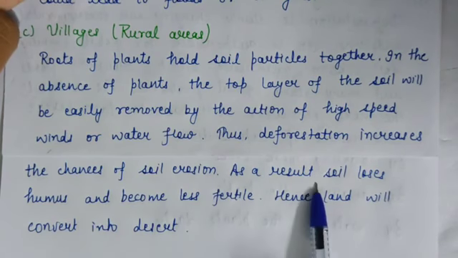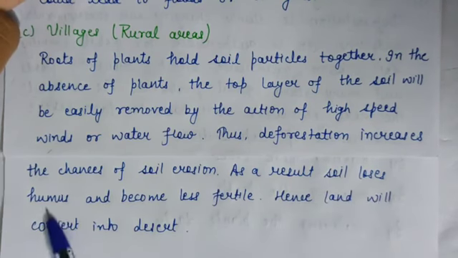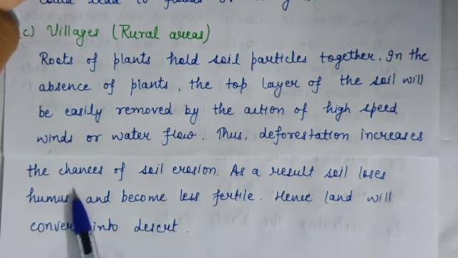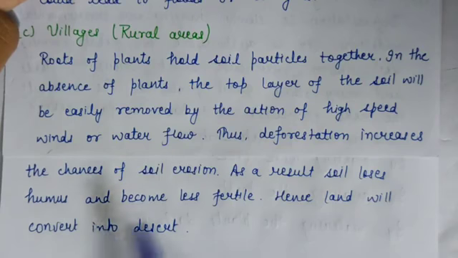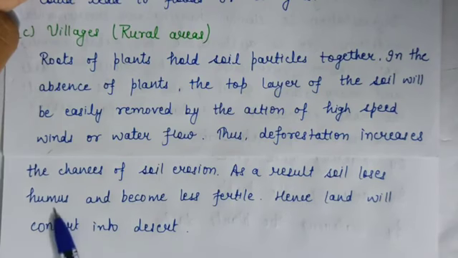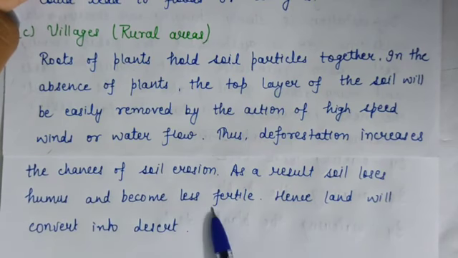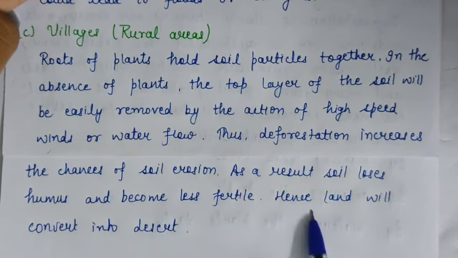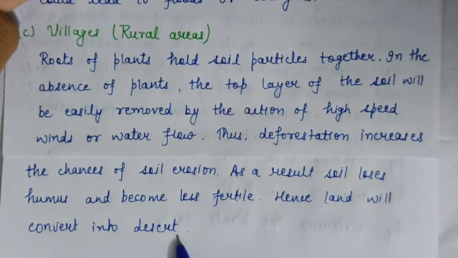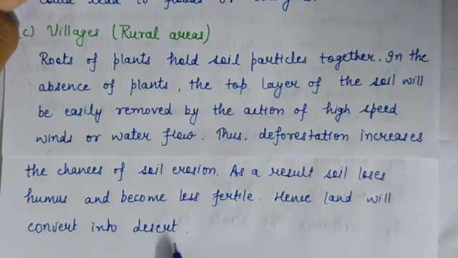As a result, soil loses humus. What is humus? Humus is the organic component of the soil. So soil loses its humus and becomes less fertile. Hence, land will convert into desert. And when the land converts into desert, this is called desertification. Means deforestation will lead to desertification.